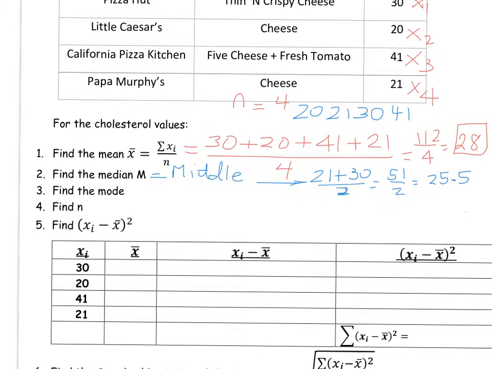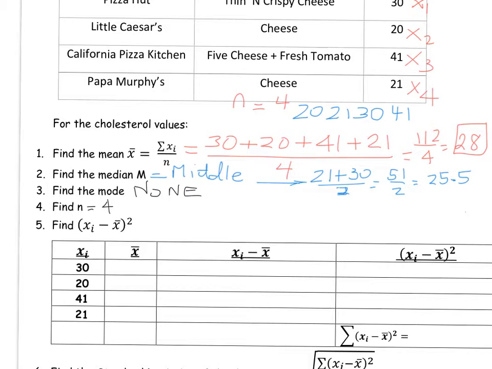Sometimes your median is an actual data value in the set of data. Other times it's a calculated value, calculated when you have an even number of data values, because you won't have a true middle. The mode is the number that repeats the most, and if you look at the numbers we have, there are no repeats. So there is no mode. I'll write none. We already talked about n equals 4.